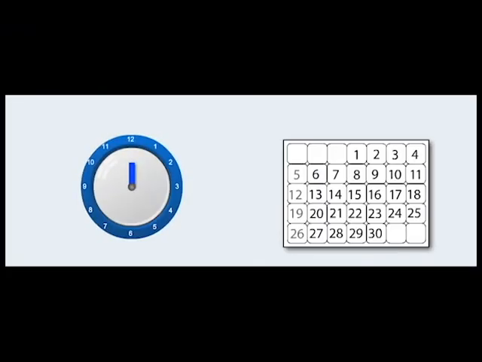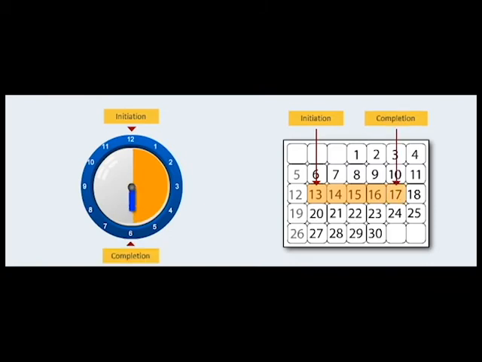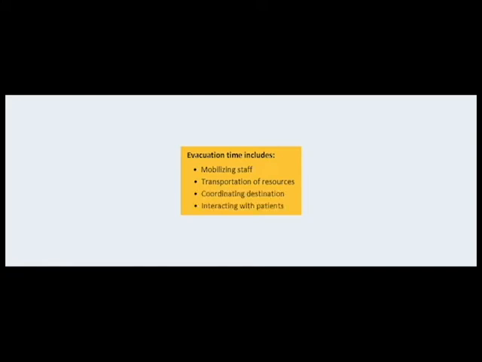The amount of lead time a facility has to orchestrate an evacuation impacts every step in the planning and response process. Lead time is defined as the time between the initiation of the evacuation process and its completion. Any evacuation of patients may be expected to take a certain amount of time. Major elements of this time include mobilizing staff, transportation resources, alternate destinations, and the patients themselves.